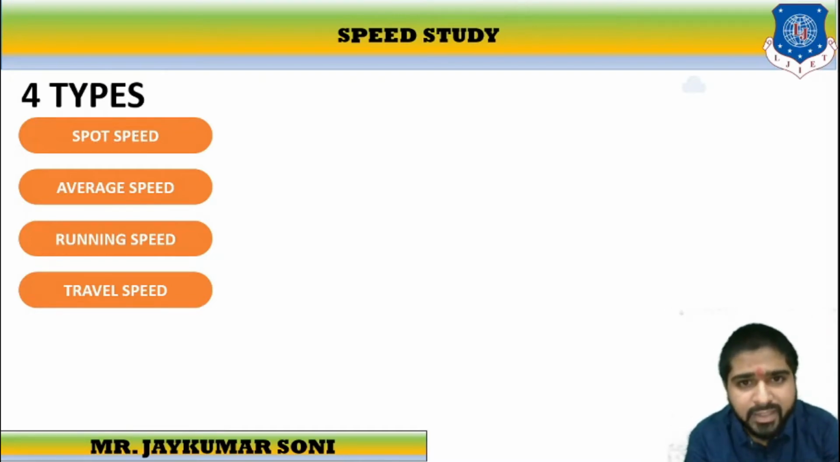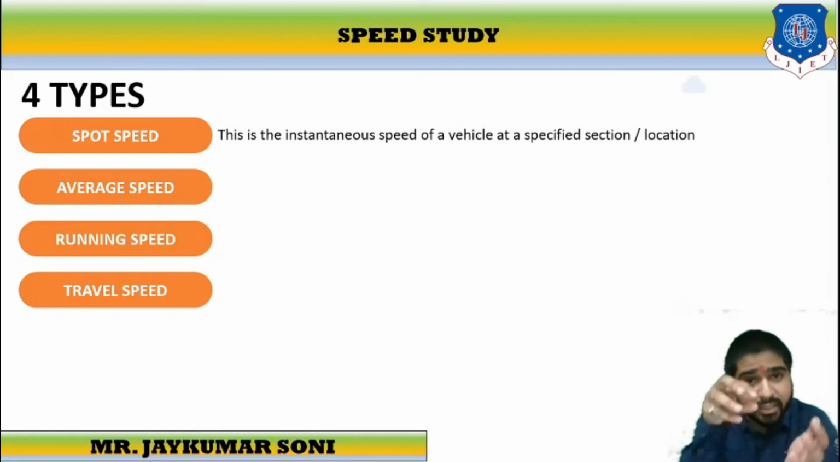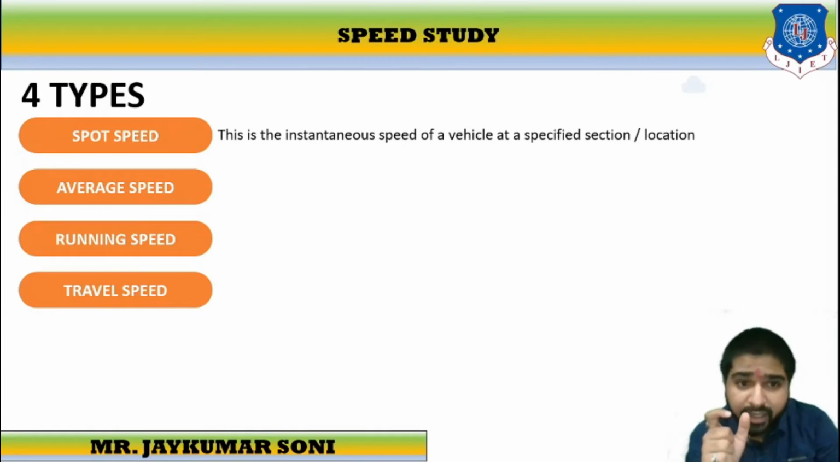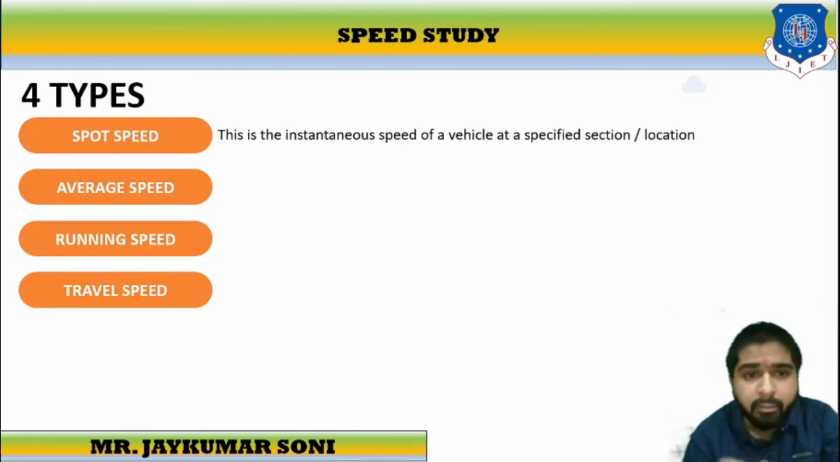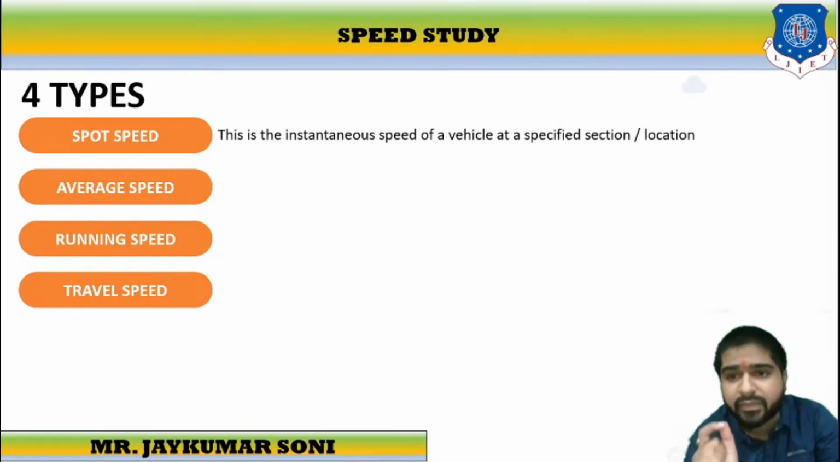First of all, the first speed is the spot speed, meaning the speed which is present at the spot. That is how you can remember. And the definition is, it is the instantaneous speed of the vehicle at a specified section or location of the road stretch. Meaning if I am standing over here, the instantaneous speed of the vehicle at that specified location or section is known as spot speed.